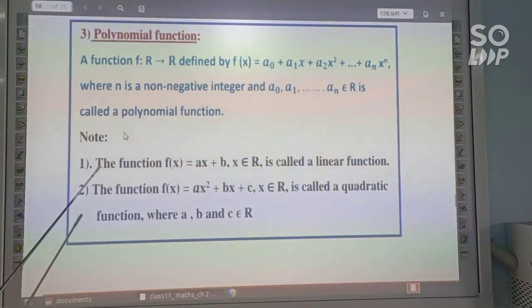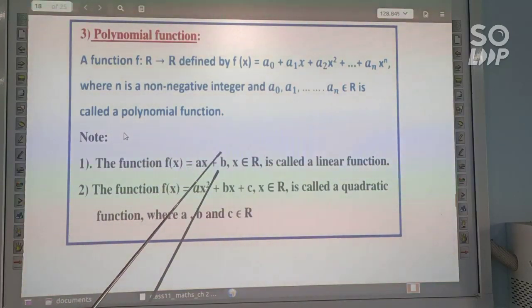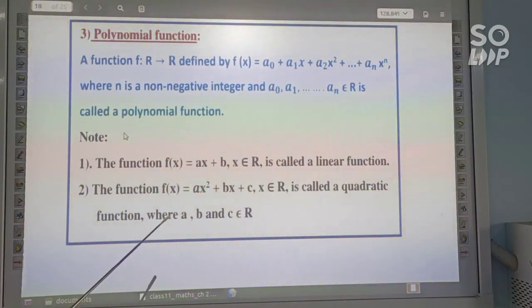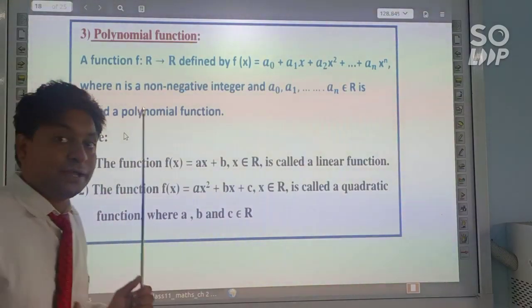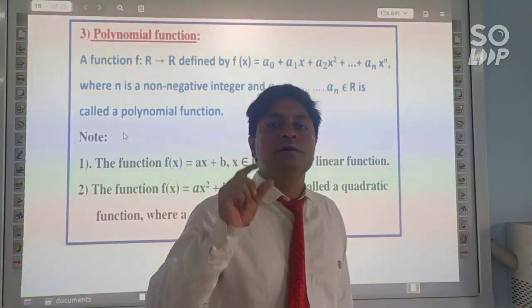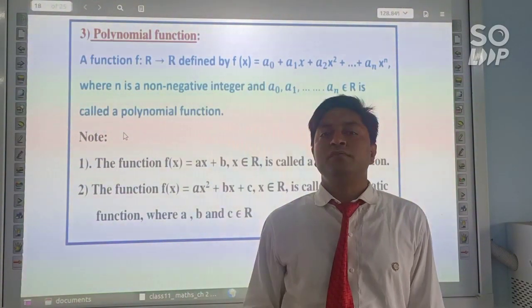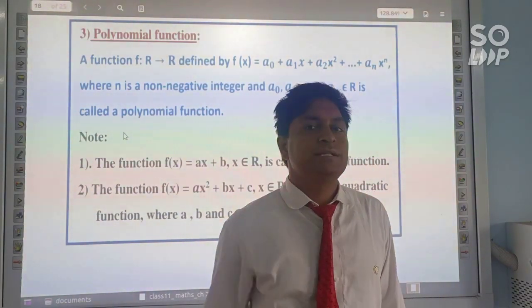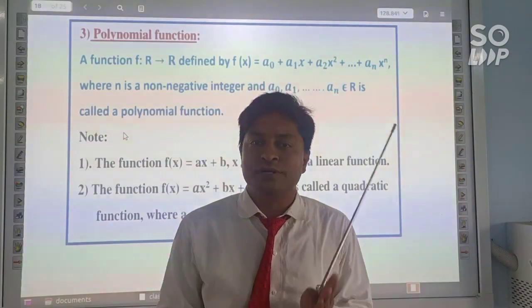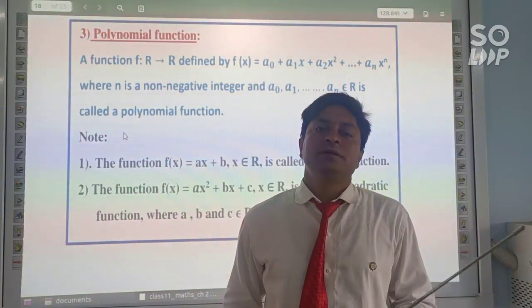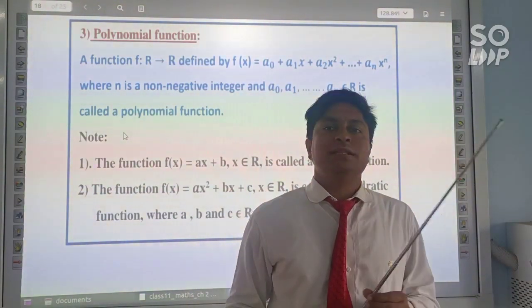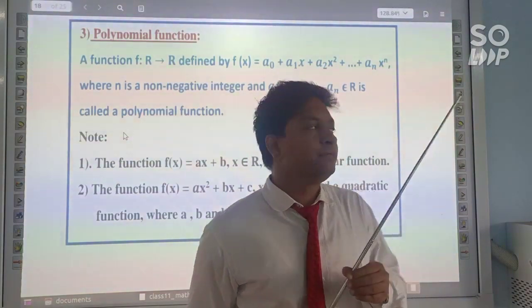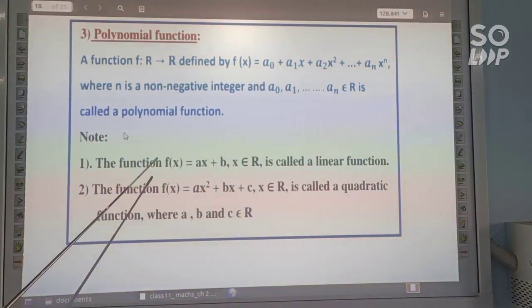Now, the function f of x equal to ax plus b is called a linear function. But why? We know that in a linear function, if the power of the variable is equal to 1, then we say that this is a linear function. In a linear function, the curve is in the shape of a straight line. So, f of x equal to ax plus b is called a linear function.